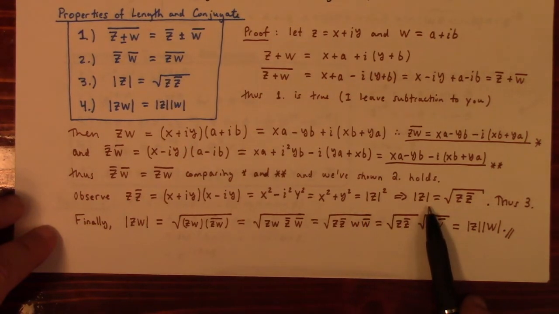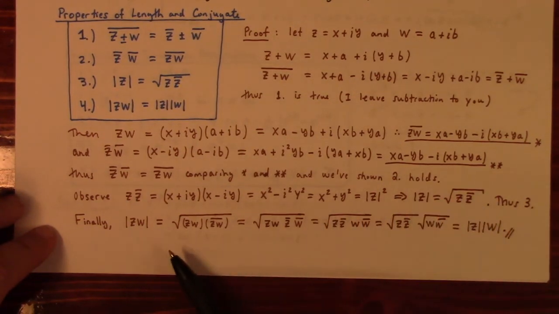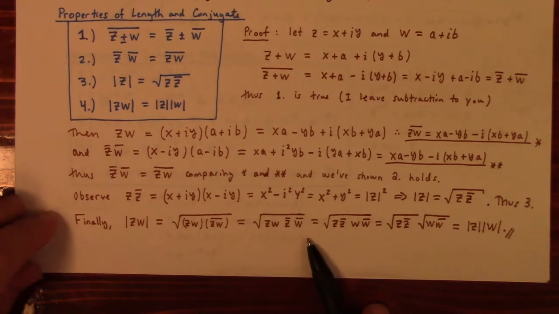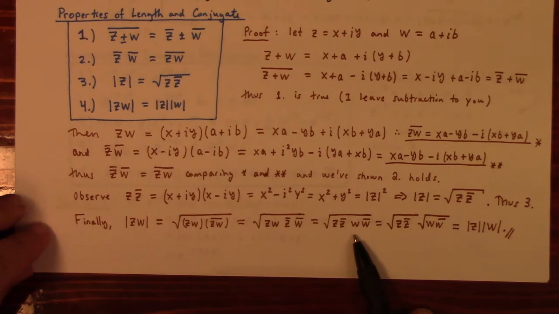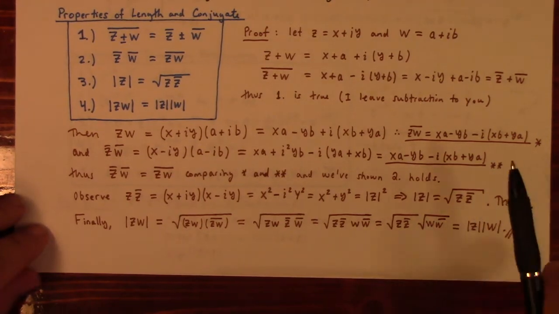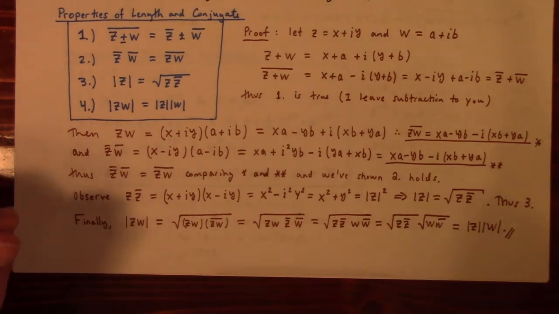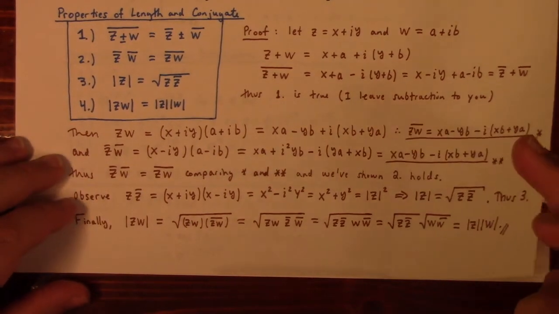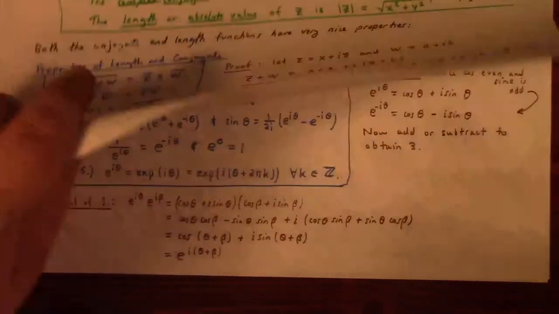So that tells you the length of z is the square root of z z bar. And finally, if you use 2 and 3 together, you can get 4. So the length of zw is the square root of zw times its conjugate, which is the square root of zw z bar w bar, which is z z bar times w w bar, which is the length of z times the length of w. All right. Anyway, so that's just the basic stuff, yeah?